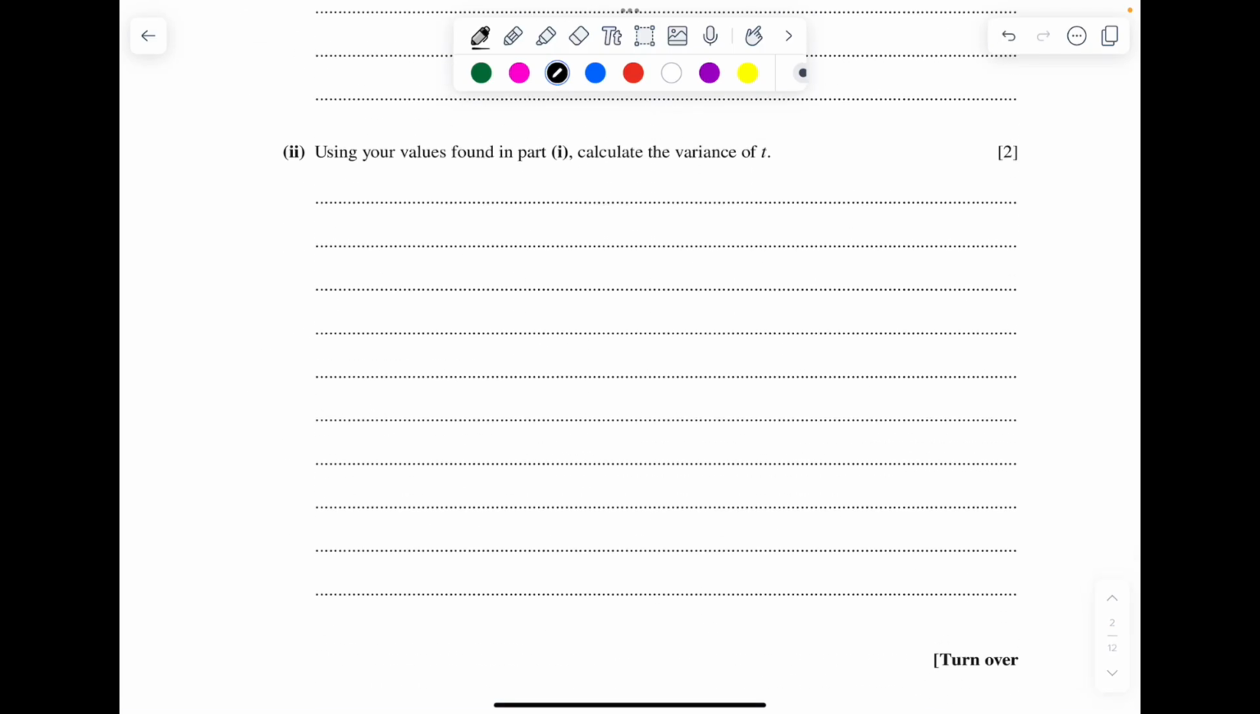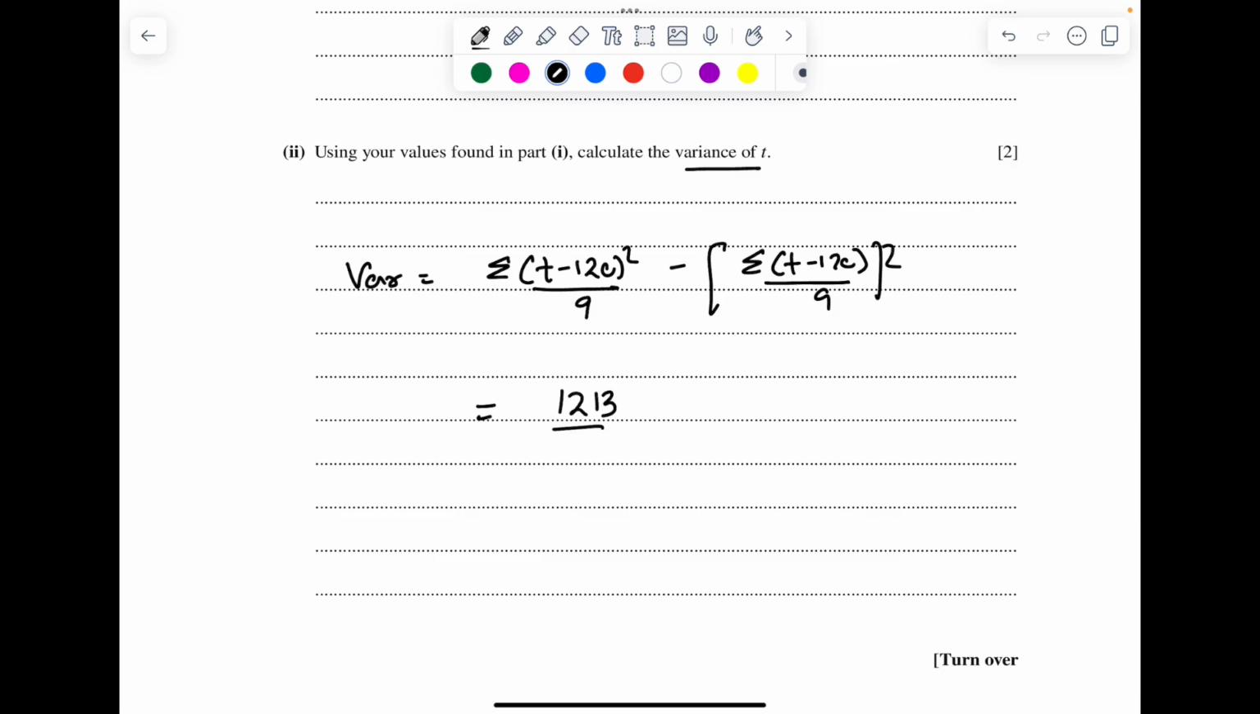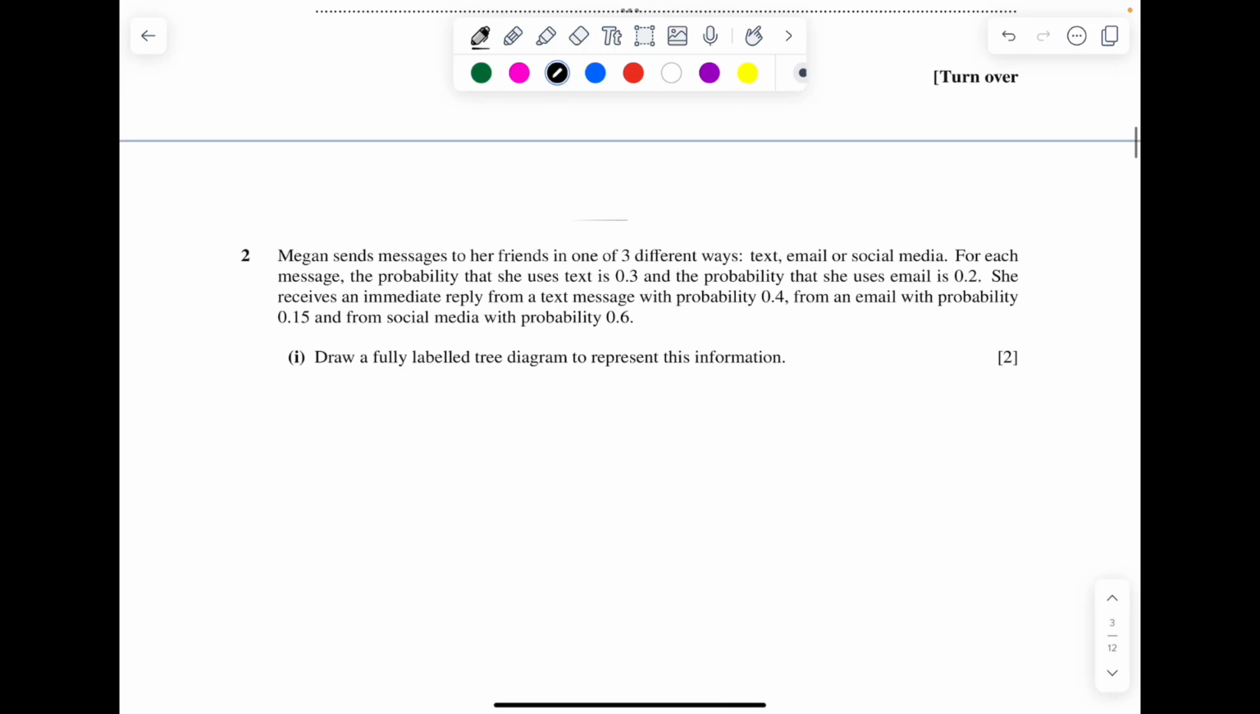Using the values found in part 1, calculate the variance. So the formula for the variance is going to be sigma (t minus 120) whole squared by 9 minus (sigma (t minus 120) by 9) whole squared. So which is going to be 1213 by 9 minus (7 by 9) whole squared. So this is going to be 134 in 3 significant figures.